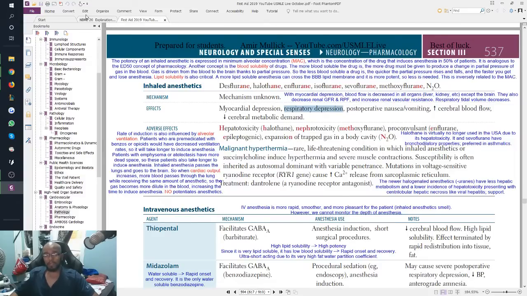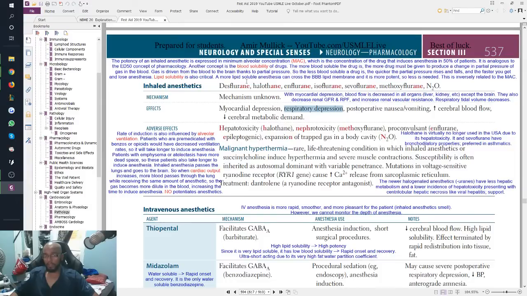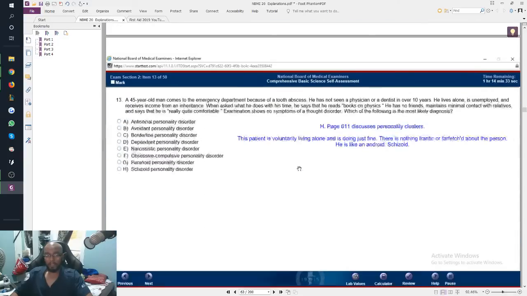But the main thing is, halothane would have nothing to do with cholinesterase activity. Halothane is not an acetylcholine. It does not work like acetylcholine. Halothane is an inhaled anesthetic that actually gets into your tissue after you breathe it in. And it has nothing to do with acetylcholine. So since they mentioned acetylcholine in the question, you had to write off halothane as a possible answer choice. And that was it. Alright.